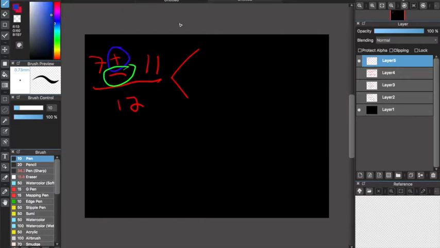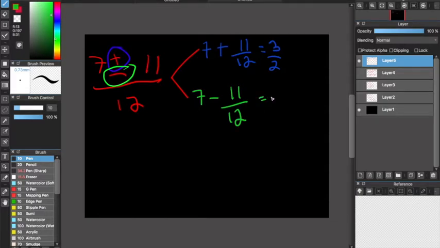So first we're going to find the plus one. So it's 7 plus 11 divided by 12, which the answer is 3/2. And the minus one is 7 minus 11 divided by 12, which equals minus 1/3. And that's basically how you find the answers for the first one.